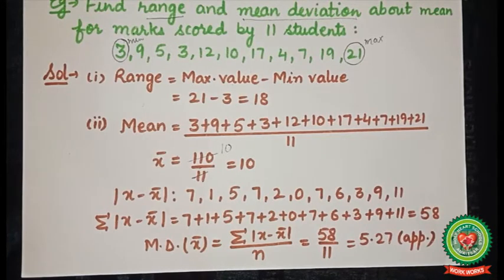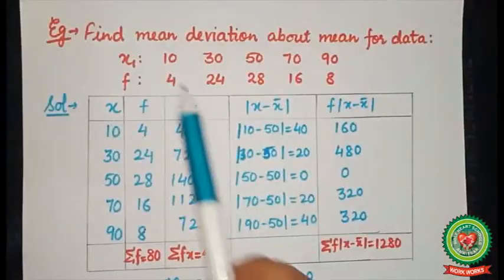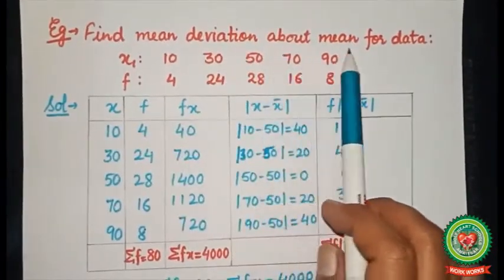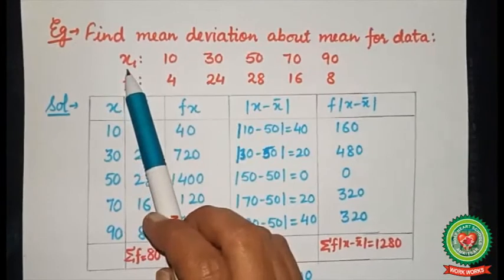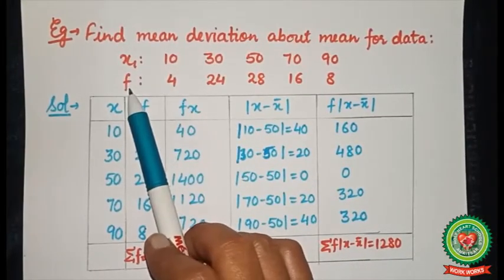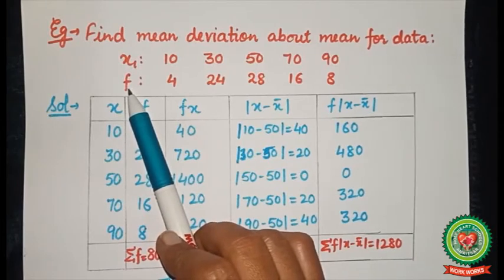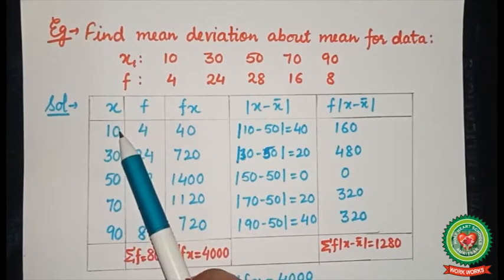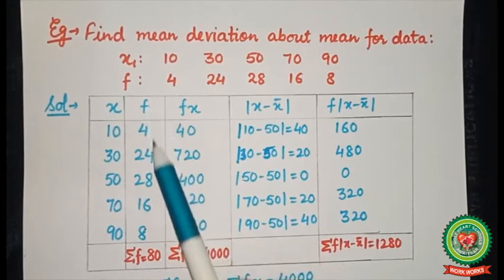Now let's do one example based on grouped data. Find the mean deviation about the mean for the data. Here the x values are given and f is given, that is the frequency. This is grouped data. Now write down the x values and write down the f values.